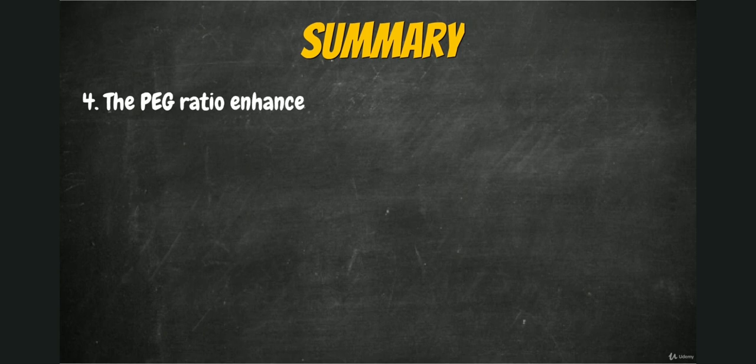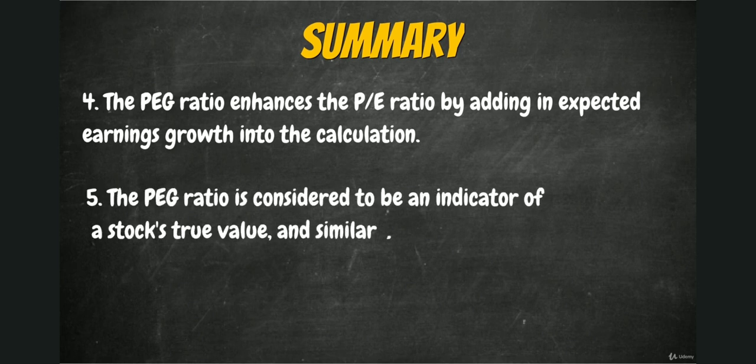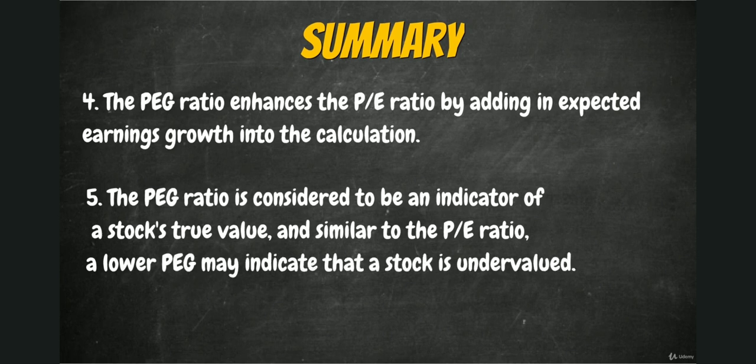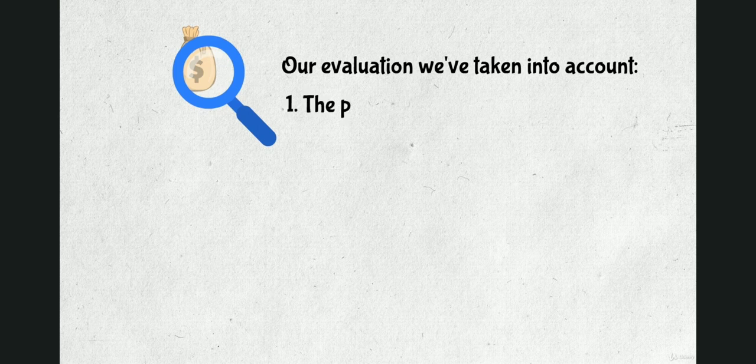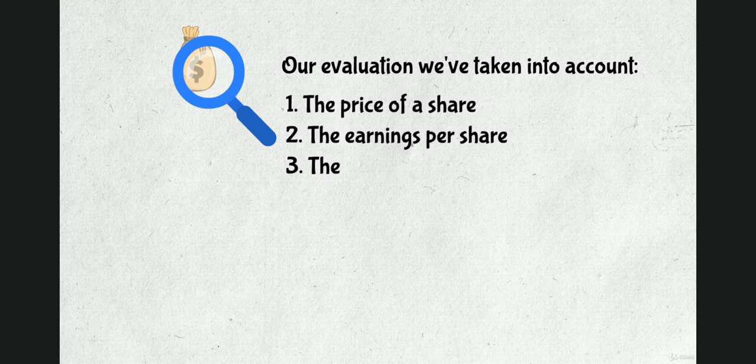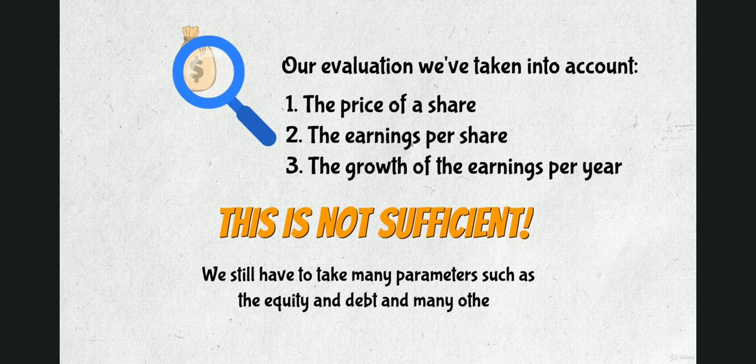The PEG ratio enhances the PE ratio by adding expected earnings growth into the calculation. The PEG ratio is considered to be an indicator of a stock's true value. And similar to the PE ratio, a lower PEG may indicate that a stock is undervalued. So in our evaluation so far, we've taken into account the price of a share, the earnings per share, and the growth of the earnings per year. But this isn't enough. We still have to take into account many other parameters, such as equity, debt, and many others.